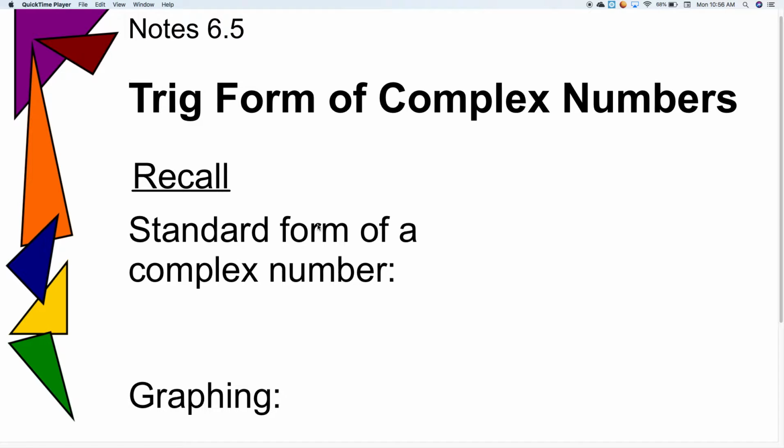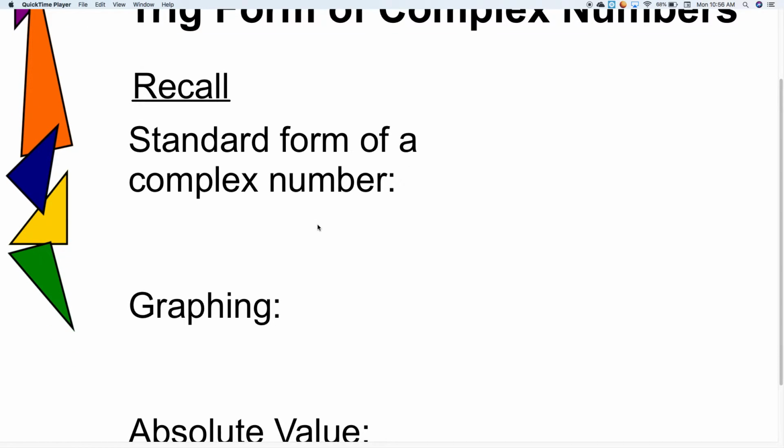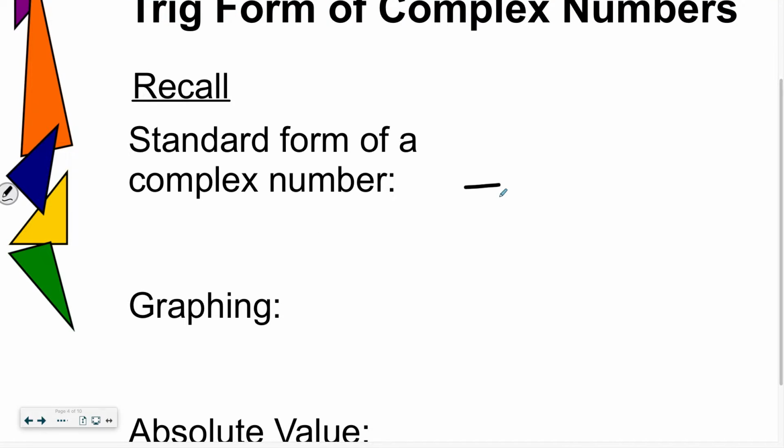So we're going to get to trig form of a complex number, but first we're just going to review complex numbers. Okay. The standard form for a complex number that you know from Algebra 2, I'm going to say z equals, z is the common letter for a complex number, and its standard form, this should look familiar to, is a plus bi.